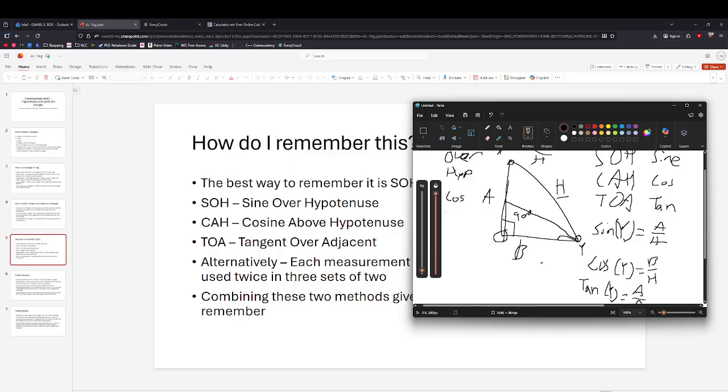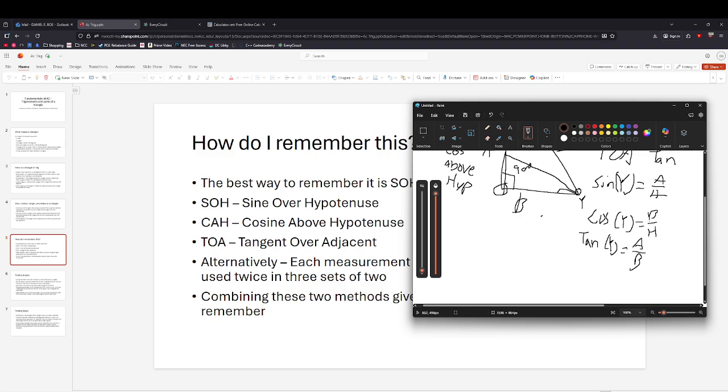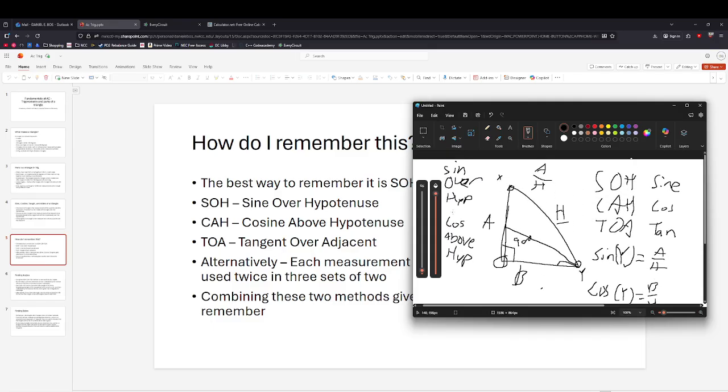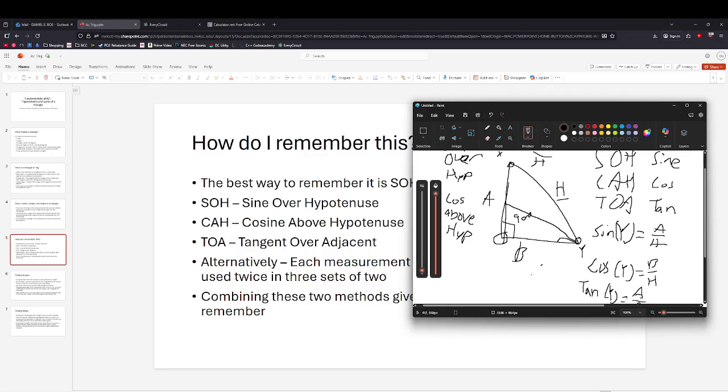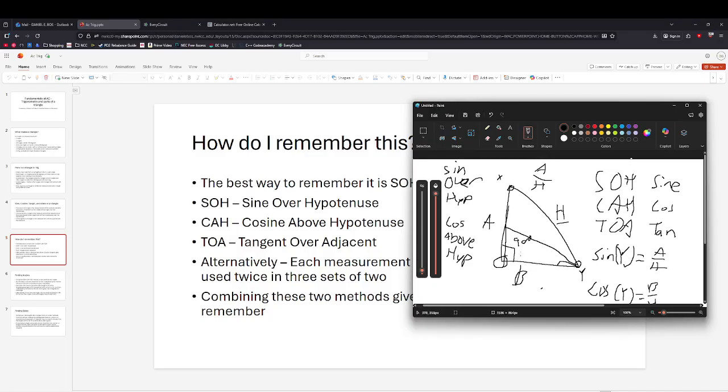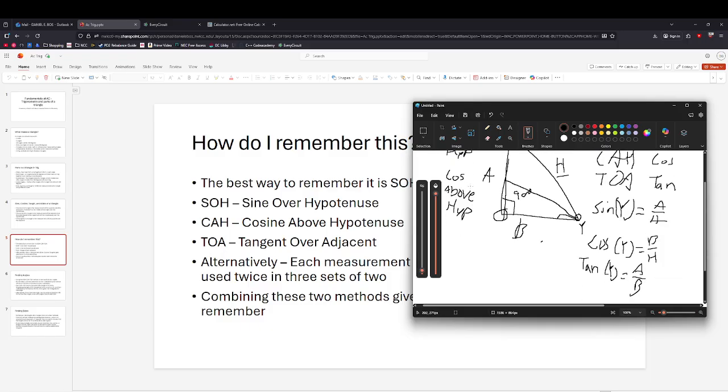Cosine above hypotenuse. Because again, your cosine has it over the hypotenuse. So let me think on that. Yeah, so a lot of it is just remembering which lines are which. For sine, it's the one that cuts it. For the adjacent, it's the one right next to it. I think that makes sense. It makes sense in my head. If it's not making sense, it hopefully should later.